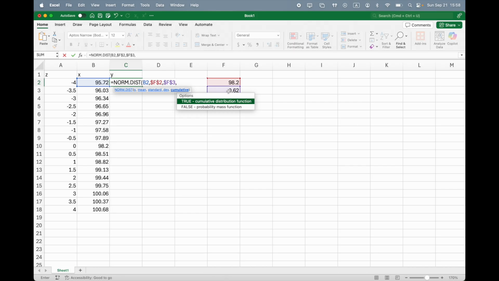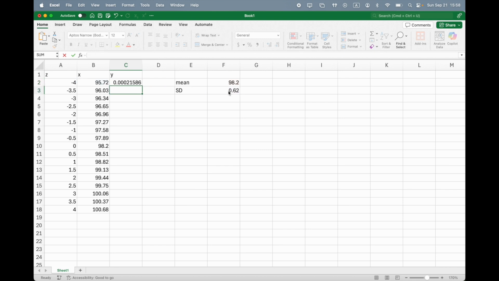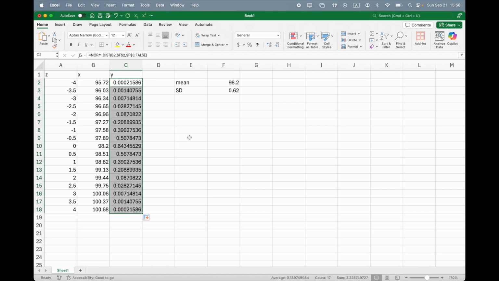And now, instead of doing true, which is that cumulative area under the curve from the left, we actually want to specify false, which is that probability mass function. And that will give us that height at any point x. So we can click enter and then drag that formula down.